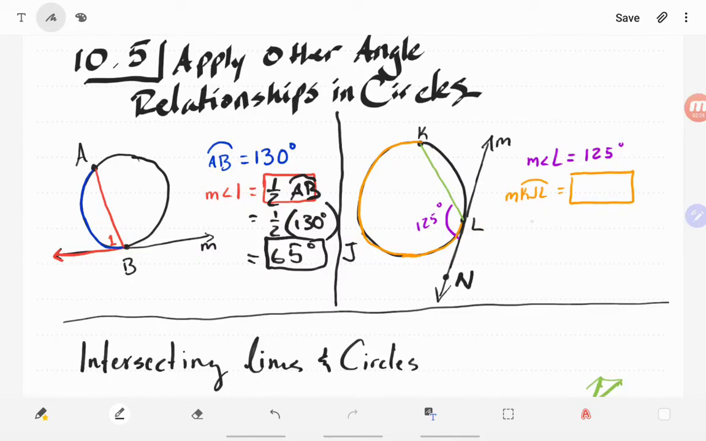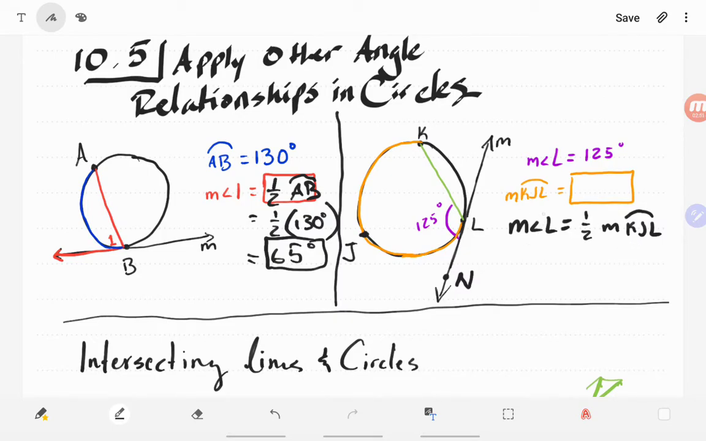And we know that the measure of the angle, right, I can say the measure of angle L is going to be equal to half the measure of arc KJL. And we notice that is a major arc, right? KJL is a major arc because it is greater than 180 degrees.